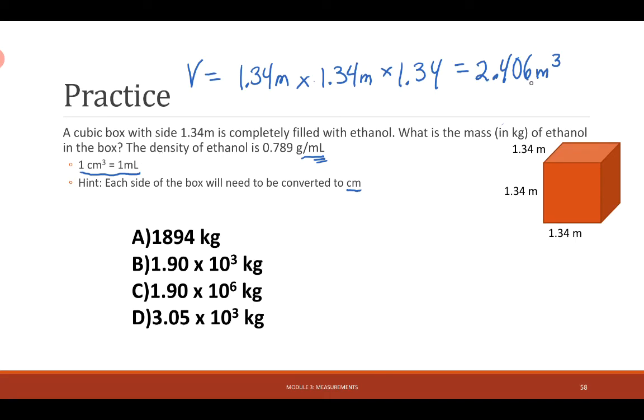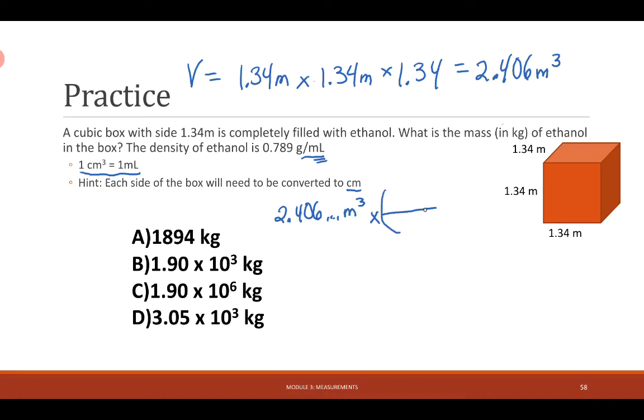So meters cubed to centimeters cubed. I can take my 2.406 meters cubed. I'm going to put the ... there so that I remember that there's actually more digits than that. I got them in my calculator, I just didn't write them down.